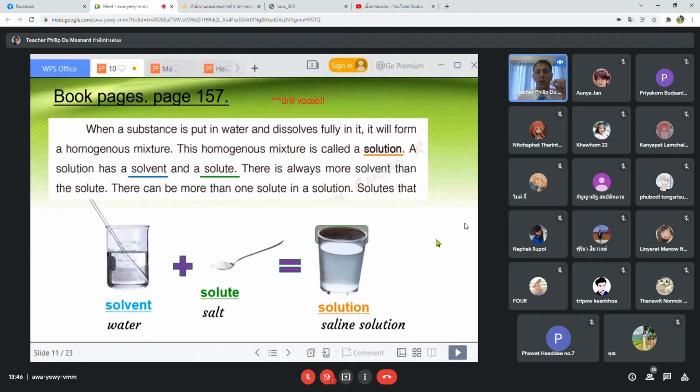Okay, class, this page is really, really important. This is on page 157 in your book. And here we learn what is a solvent, what is a solute, and what is a solution. So if you add the salt to the water, you get salt water. It's also called saline water, and that is a solution.